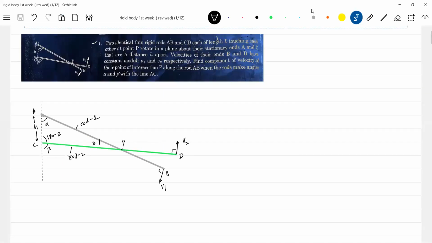Let me assume one thing. Both the rods are of same length. V1 equal to L omega 1. So this will be clockwise. I'll take this to be negative. V2 equal to L omega 2, anti-clockwise. Let this be positive. It's just a convention. The one which is upward will be negative, one which will be downward will be positive. Okay, let's get into how the velocity of point P.